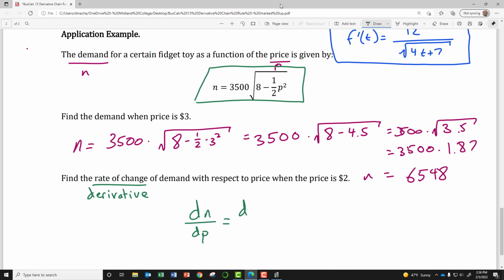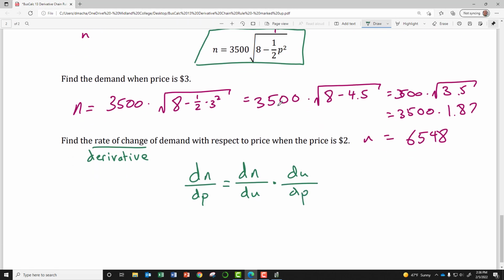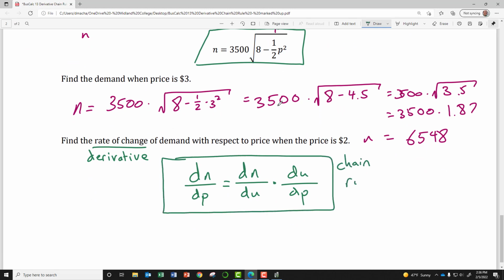And you're going to see that this requires the chain rule. And what I'm going to use is just some intermediate function, which I'll name u for consistency. But using a u function is going to make this easier to take that derivative. And remember, this is nothing but the formula for the chain rule, where I've actually plugged in the names of my function and my variables.